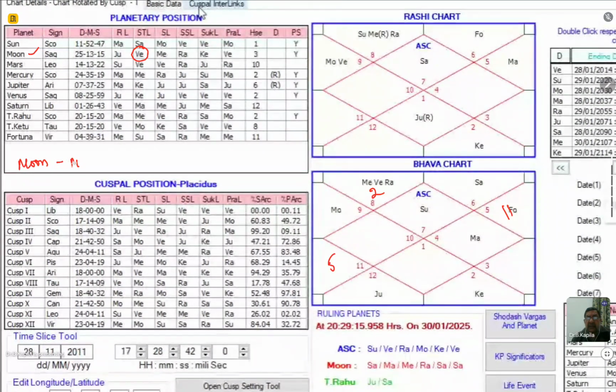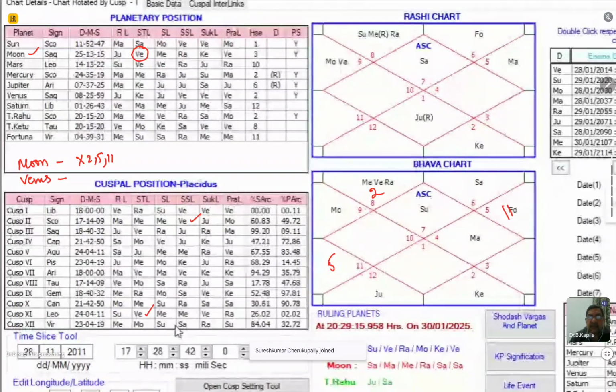But I said that if moon is not fulfilling, we have to proceed to Venus. If I look at Venus, Venus is there in the second cusp. Venus is not there in the fifth cusp. It is there in the 11th cusp. So 2 and 11 are the two supporting cusps for the fifth cusp. Thereby, the query of this lady is genuine.